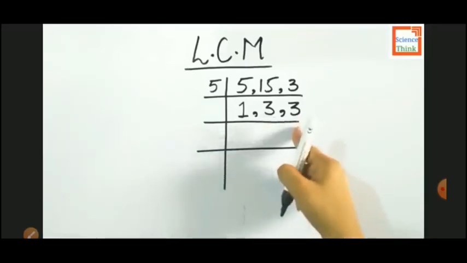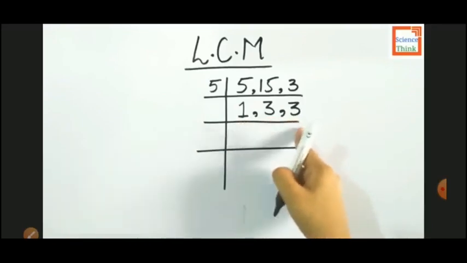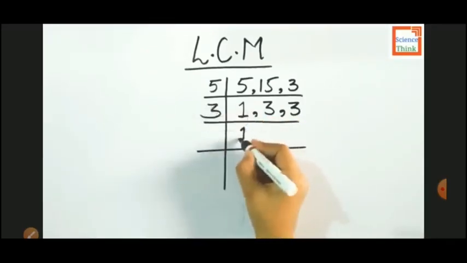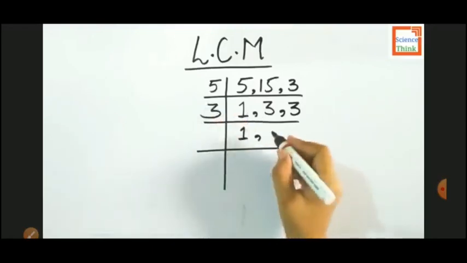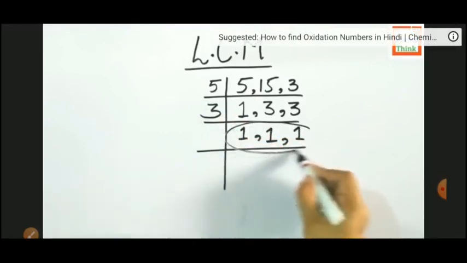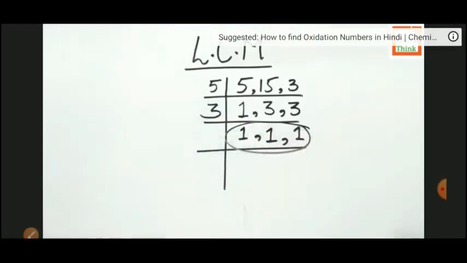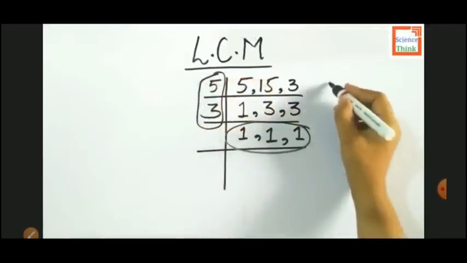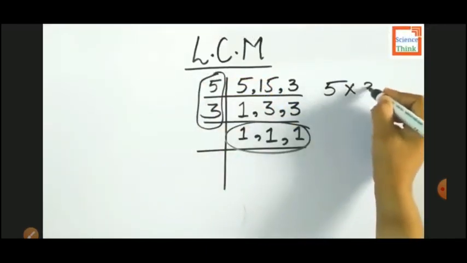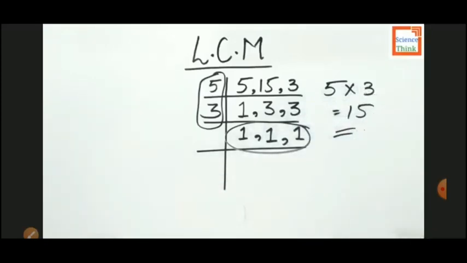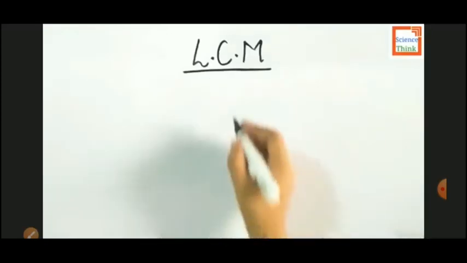Now here you can see 1, 3, 3. What will be the common prime divisor to divide these? Let's take 3. 3 ones are 3, then 3 ones are 3. In the last row you can see that 1s came, and we need to multiply these divisors: 5 into 3, 15. So 15 is the LCM of 5, 15 and 3.